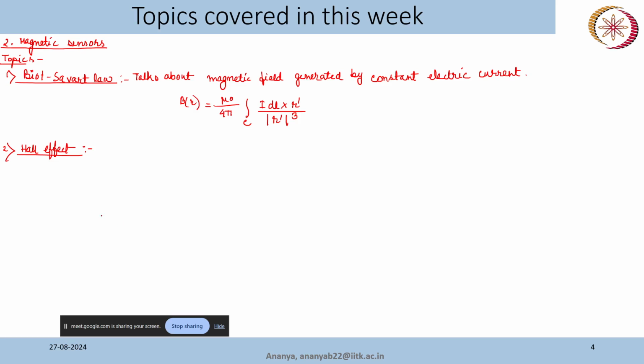So what happens in Hall effect? Suppose this is a semiconductor block. Okay, my diagram is not that good, but I hope you will get the point. Suppose this is a block of semiconductor. It has a length L, width W and thickness say D, and there is a current flowing through it. So let's consider this.